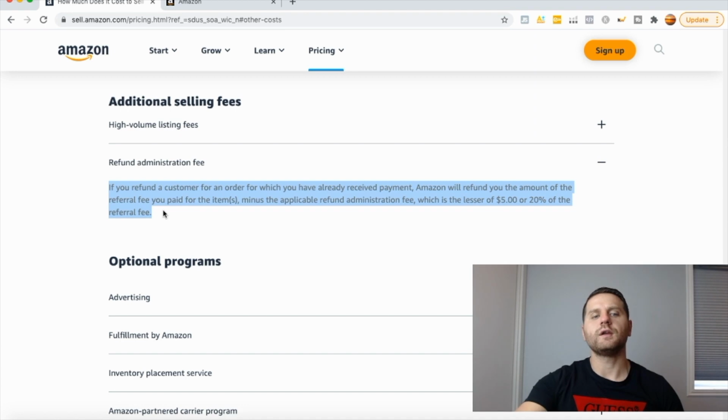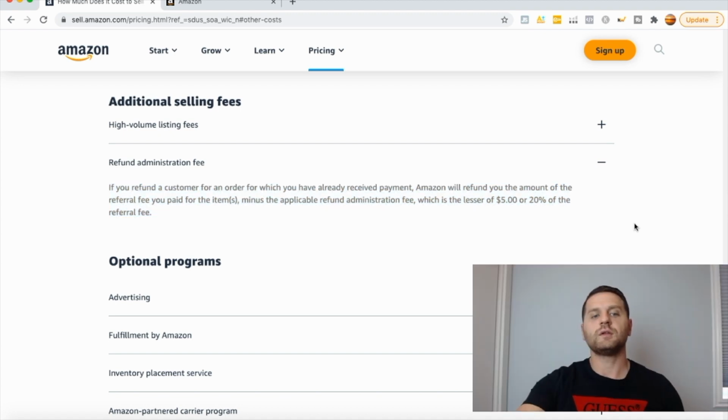It says over here, if you refund a customer for an order for which you have already received payment, Amazon will refund you the amount of the referral fee you paid for the item minus the applicable refund administration fee, which is the lesser of $5 or 20% of the referral fee. So each time you get a return unit on Amazon, this fee will apply to you.